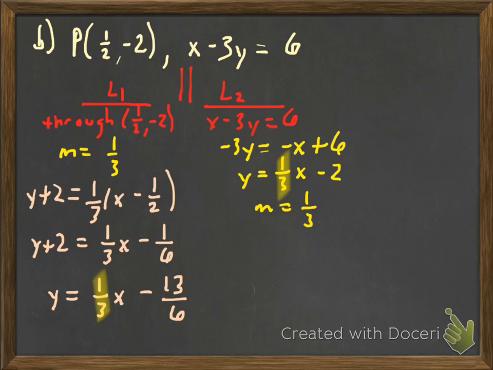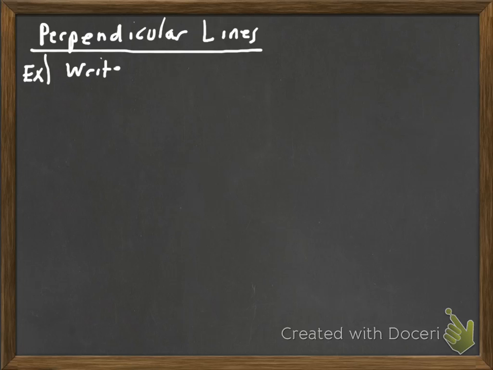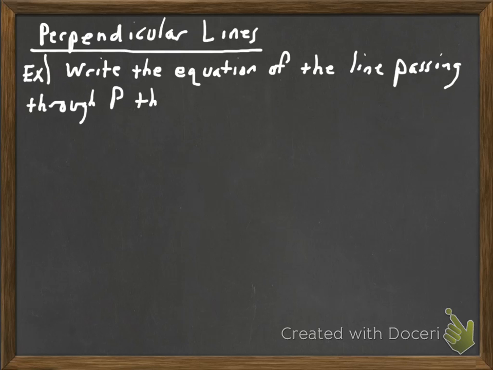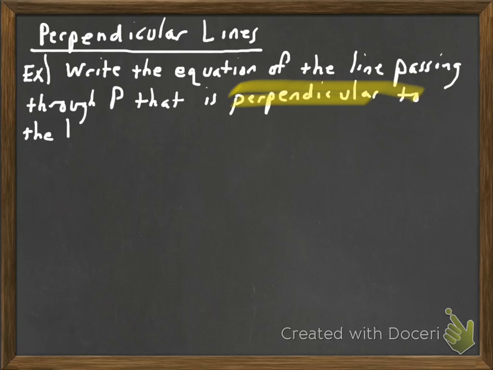All right, now what about perpendicular lines? Well, let's take a look at those. Same basic directions here. In this example, I want you to write the equation of the line passing through P that is perpendicular this time to the line with the given equation.